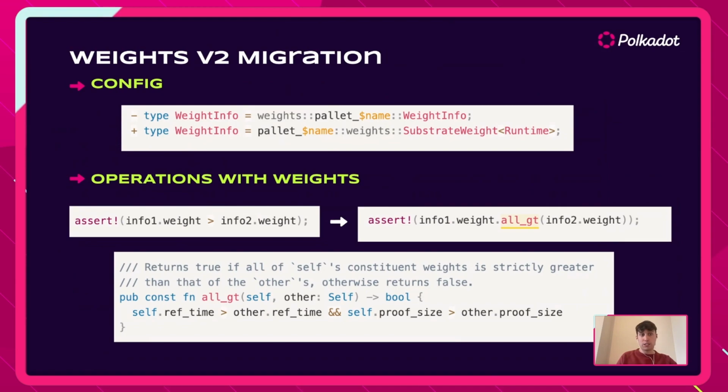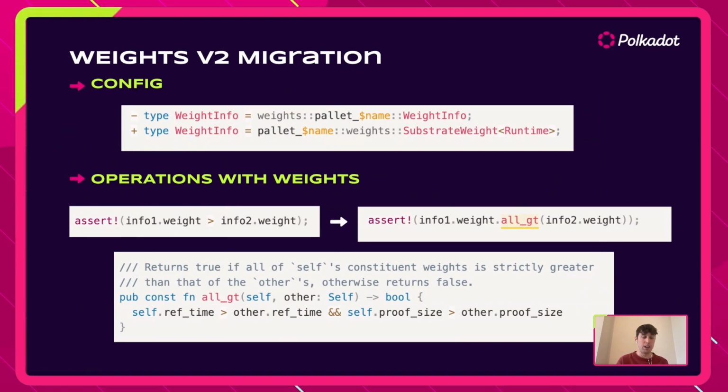Some interesting changes. In the config, we'll change the syntax a bit. So now we use this bulk name weights and this new trait substrate weight. Then an interesting change is also the operation with weights. Before, it was just unidimensional operations, and now we have this multidimensional operation.